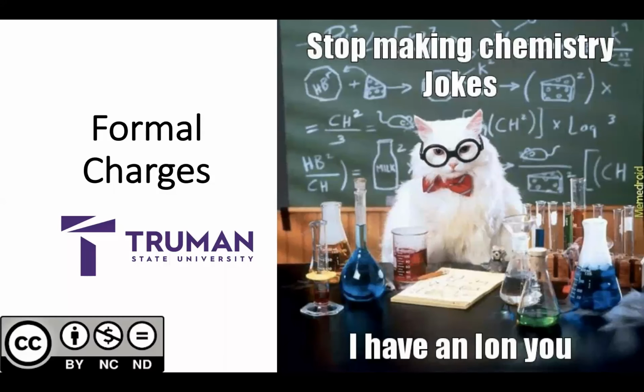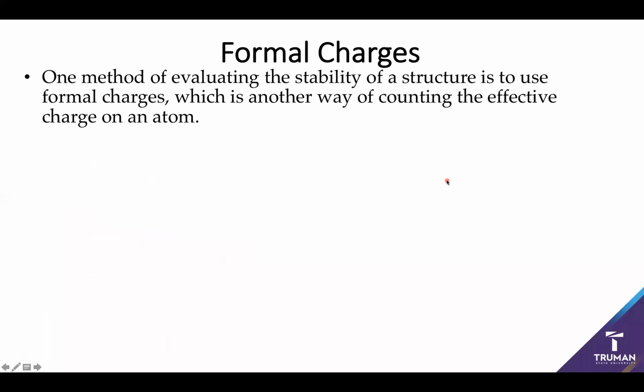So today we're going to be looking at the quality of our Lewis structures by using formal charges. This is a way to try and evaluate the stability of a structure just by seeing where the electrons are on the system and whether they are on the atoms that they want to be. A good way to think about this is that formal charge is another way of looking at whether an atom has too many electrons or too few electrons.